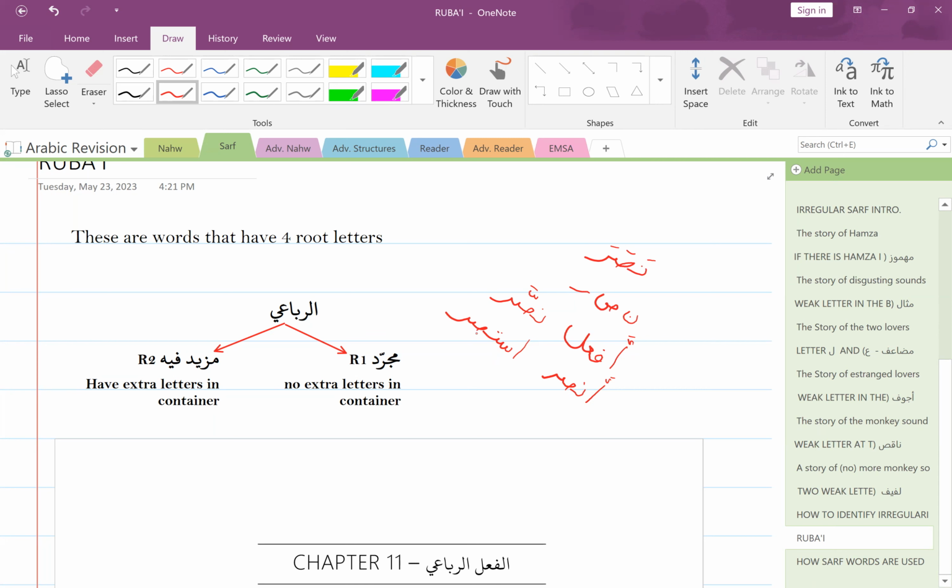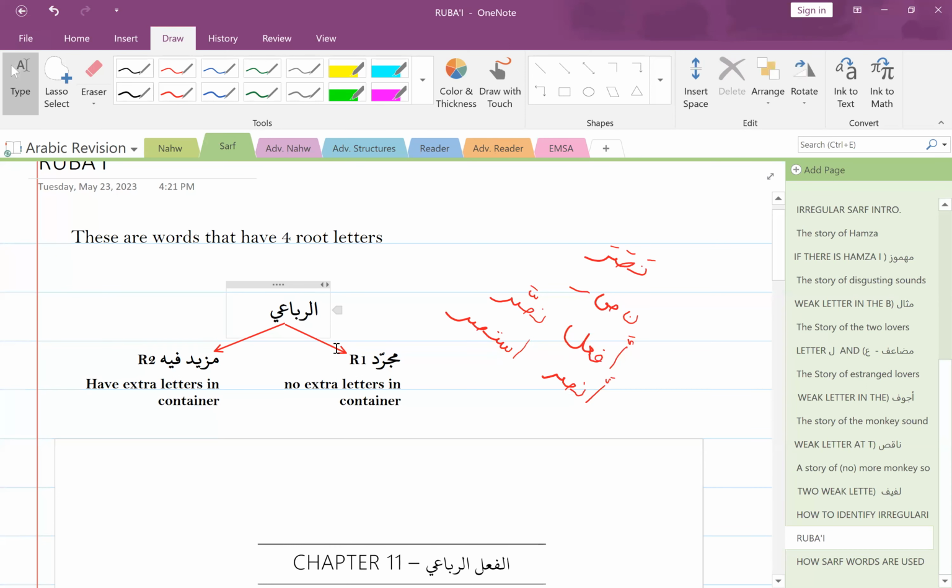Now we want to look at 4 root letters. What that means is that instead of 3 root letters, now we have 4 root letters. And the same principle basically applies. So we're going to be dealing with 4 root letters instead of 3 root letters. That's what Rubaa'ii means. Just like Thulathi means 3 root letters, Rubaa'ii 4 root letters.